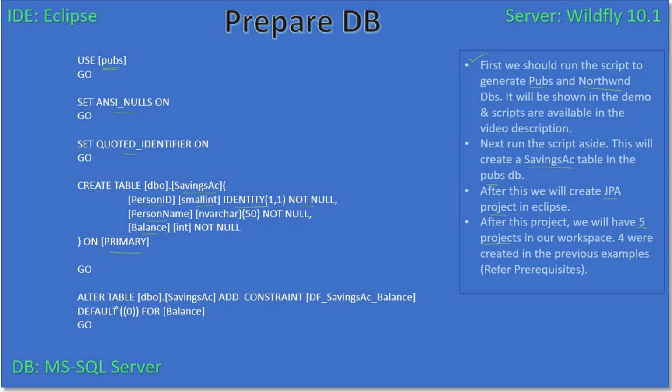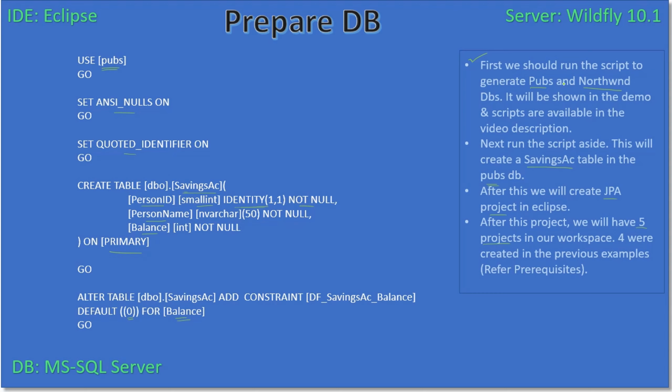After this, we are adding a default constraint for our balance. So by default, we set balance as 0. This is the one. So once you run this script, you will have a savings account table inside the pubs database. Now we will go to the demo, and we will proceed with these steps.